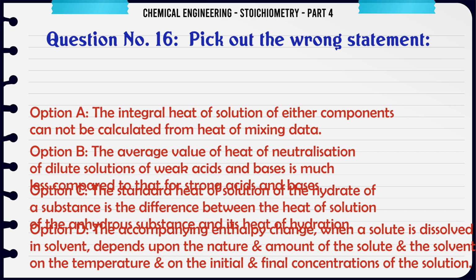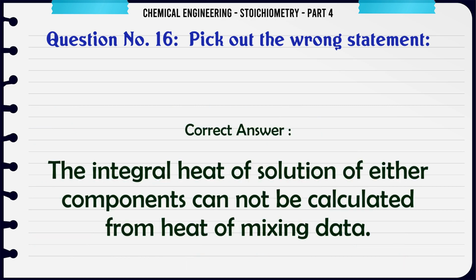C: The standard heat of solution of the hydrate of a substance is the difference between the heat of solution of the anhydrous substance and its heat of hydration. D: The accompanying enthalpy change when a solute is dissolved in solvent depends upon the nature and amount of the solute, the solvent, the temperature, and the initial and final concentrations of the solution. The correct answer is A: the integral heat of solution of either component cannot be calculated from heat of mixing data.